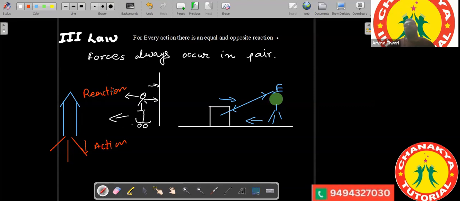You must have tried these activities a number of times. If you inflate a balloon and just leave it, what will happen? All the air which is inside it will try to move out, and hence an upward force will be created. Therefore, the balloon will move in the opposite direction of those gases.